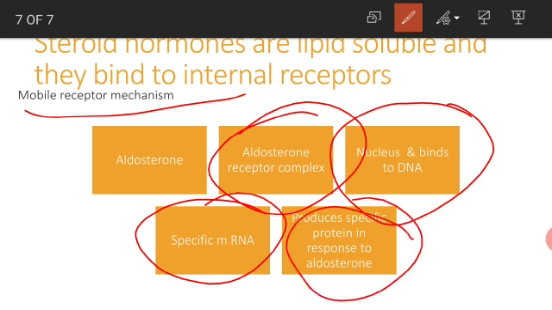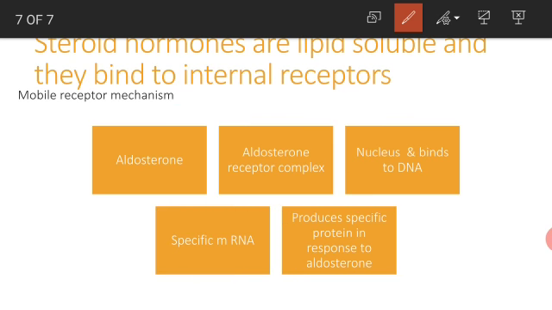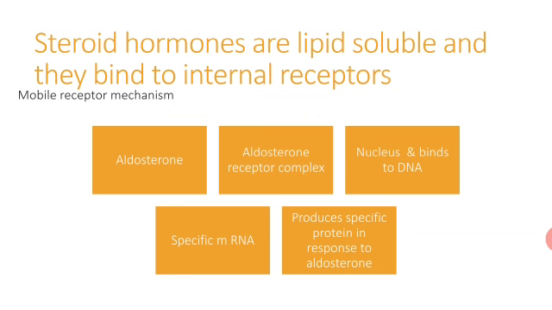That means now aldosterone, being a lipid soluble hormone, doesn't require any cyclic AMP. It directly enters into the cell and gets bound to the intracellular protein receptor, and after entering into the nucleus it is binding to DNA at a specific site. Like that, specific mRNA is produced, and this specific mRNA with a specific triplet code produces the specific protein in response to aldosterone. So this is how the steroid hormones work.